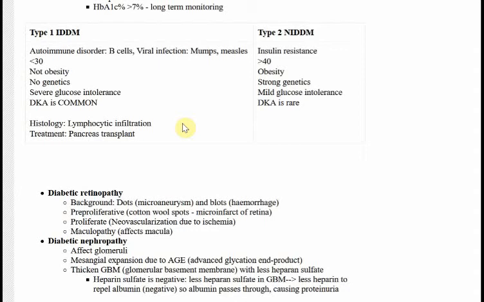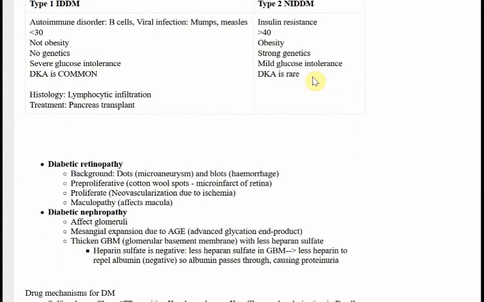How about type 2 diabetes? You have insulin resistance. So the body's producing insulin, but the effect of insulin is not working. So these people tend to be a bit more obese. However, the complications, especially of diabetic ketoacidosis, are relatively rare.